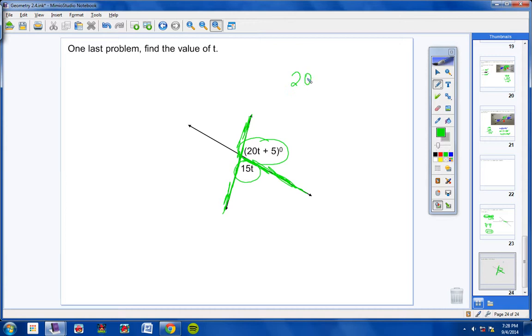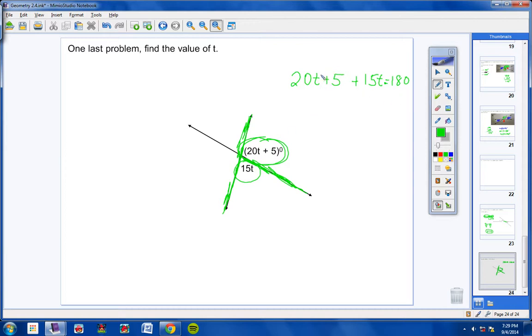So I'm going to put 20t plus 5, that's one angle, plus the other angle, which is 15t, and that should equal 180 degrees. Should it not? I mean, these two angles are a linear pair, and we learned a postulate today that said if two angles form a linear pair, they are supplementary. So I'm going to add the two angles together and set them equal to 180.